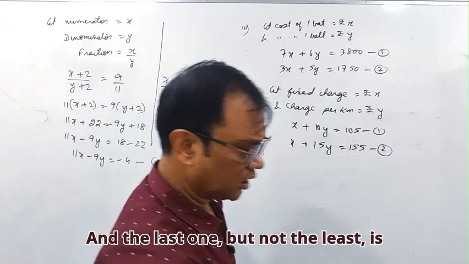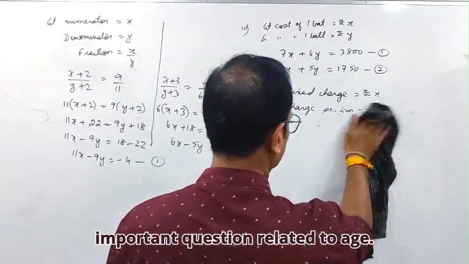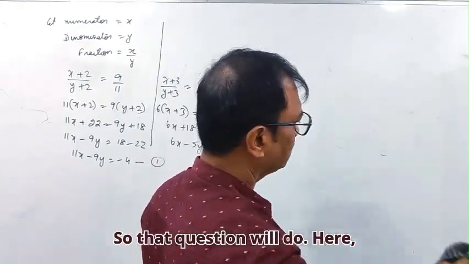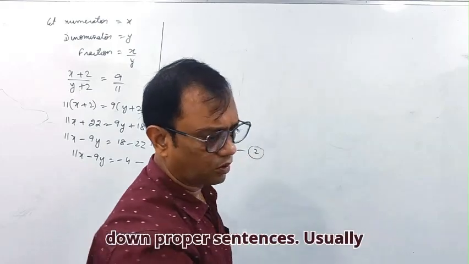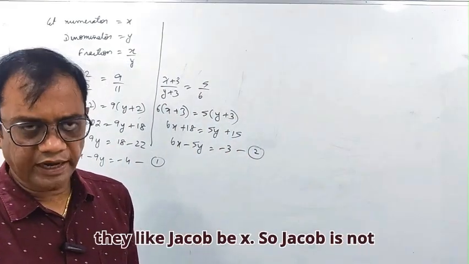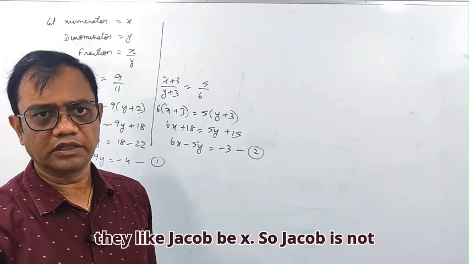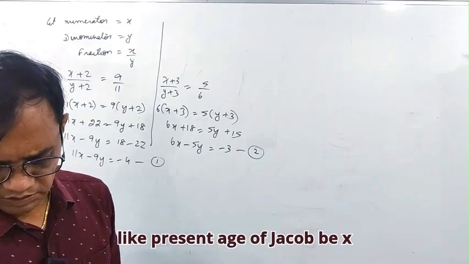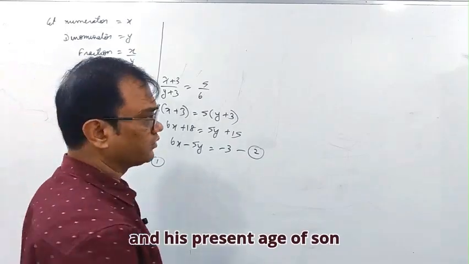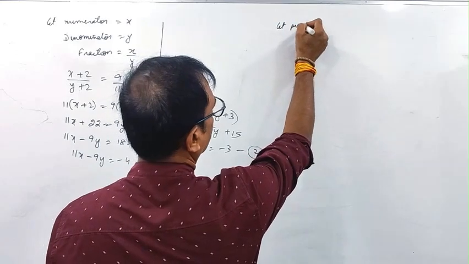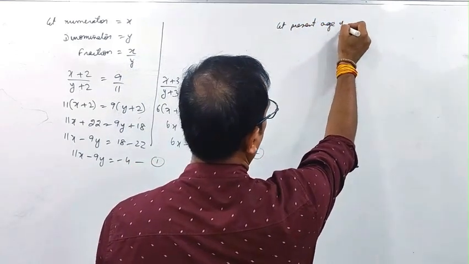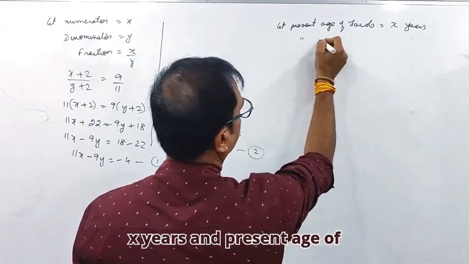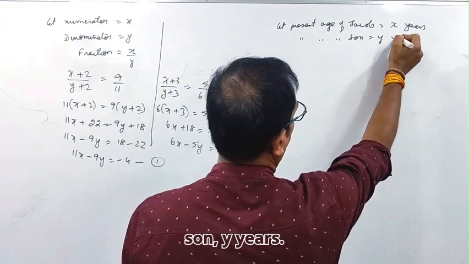And the last one but not the least is an important question related to age. So that question we'll do. Here students make a mistake of not writing down proper sentences. Usually they write let Jacob be x. So Jacob is not x. There are not a number of Jacobs. So let the present age of Jacob be x years and the present age of his son be y years.